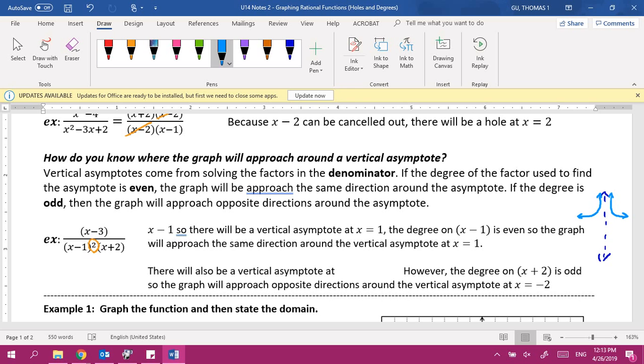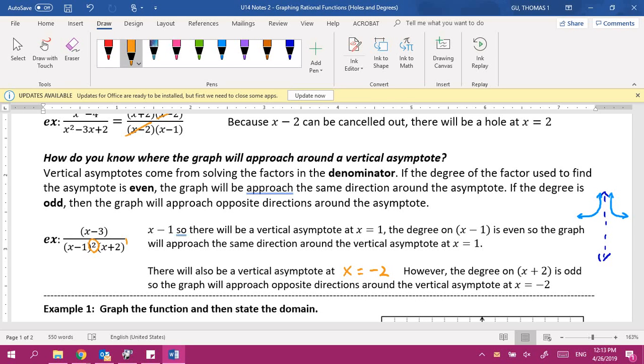Okay? And similarly, if you look at the other factor, we also have x plus 2 right here. That tells us there's also going to be a vertical asymptote at where? Where do you think? x equals negative 2. That's right. If you solve for this factor, x equals negative 2. That's where the second vertical asymptote is. But what's the degree on this x plus 2? 1, right. If you don't see anything, it's a 1. Is 1 even or odd? Odd, right? So the degree on this factor is odd.